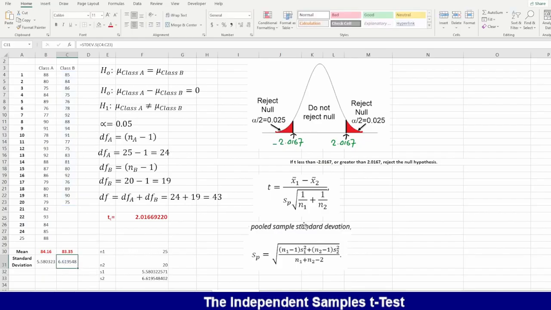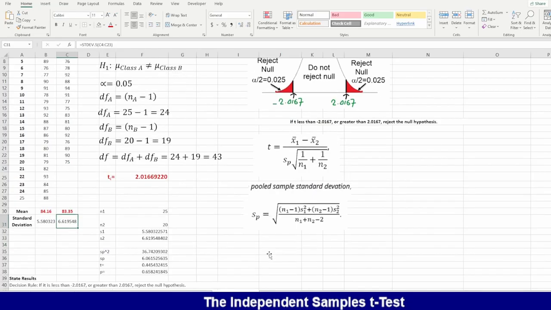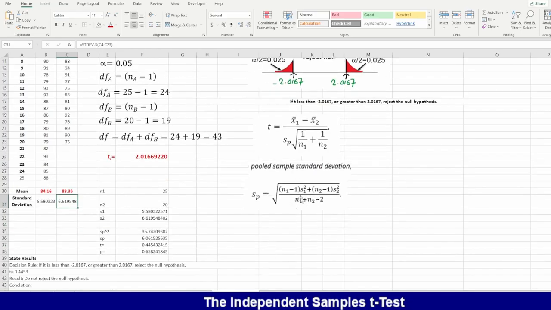To calculate t, I need Sp, which is the pooled sample standard deviation. I will calculate this first. n1 for class A is 25, n2 is 20. The standard deviation is taken from here and the other standard deviation from class B.